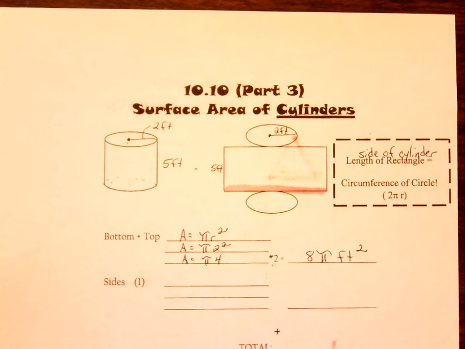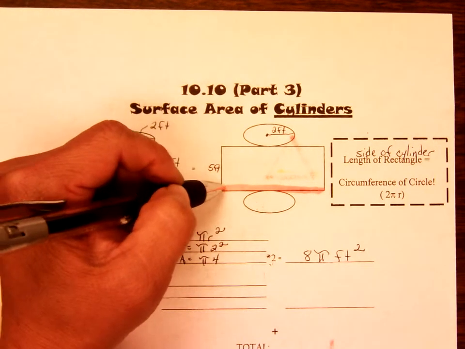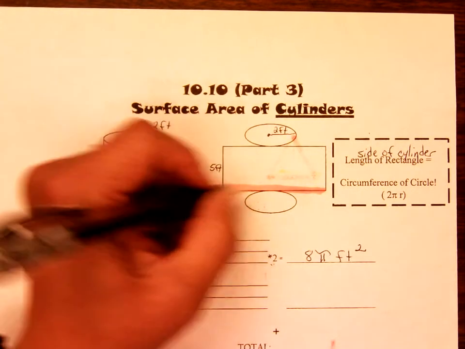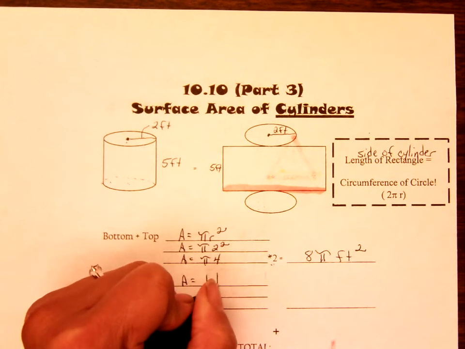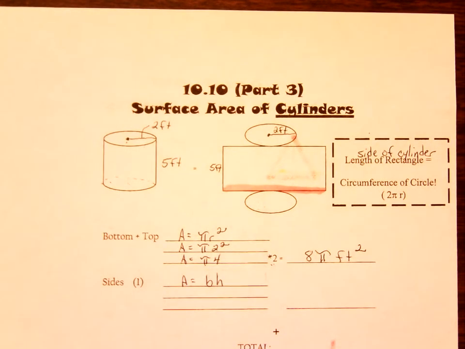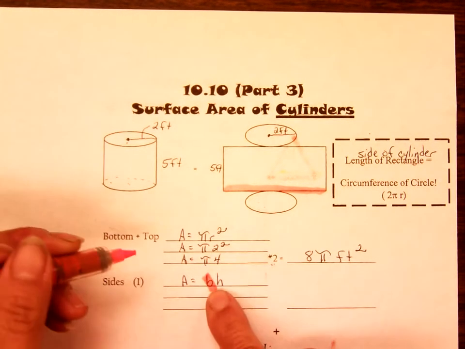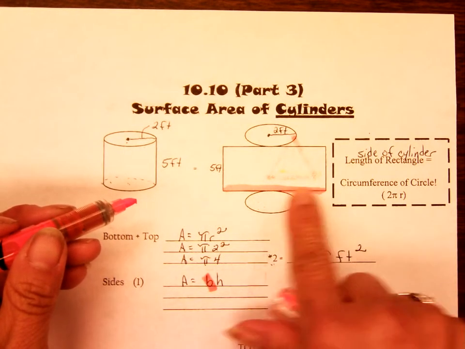Okay, the side. If you look at this shape right here, what shape is that? Well, hopefully you said that's a rectangle. So to find the area of the rectangle, you should know that the formula is A is equal to BH. So A equals BH, what is the base? Well, if you look at here, this is the base. This is the base right here. This is what we're talking about for the base of your rectangle.